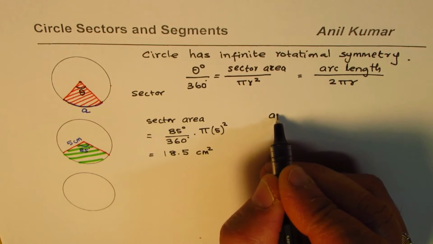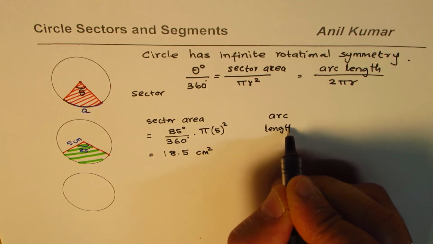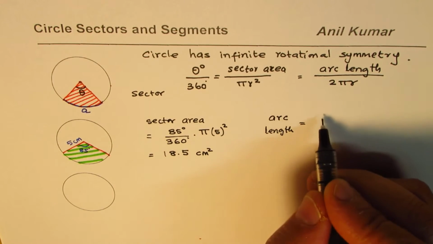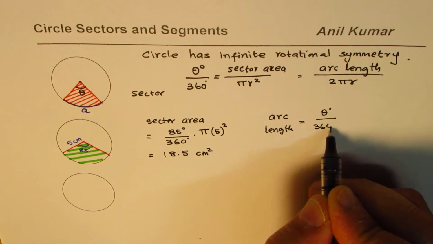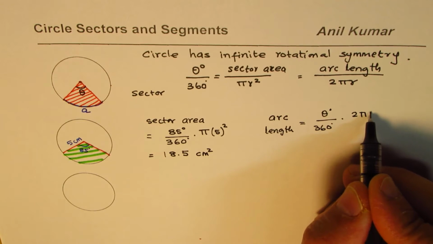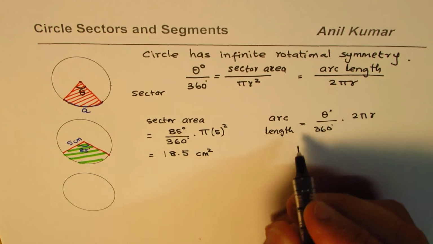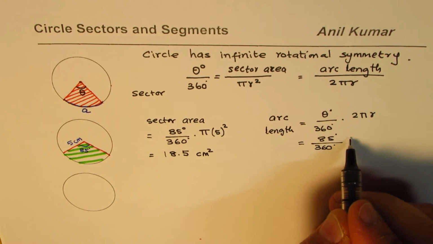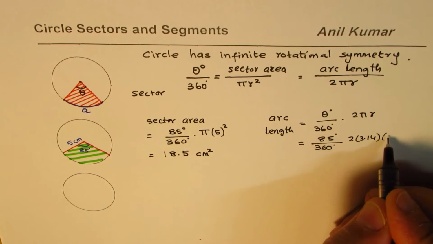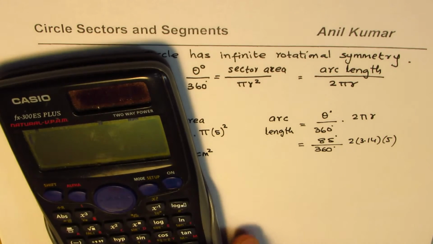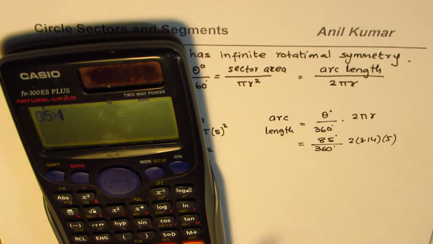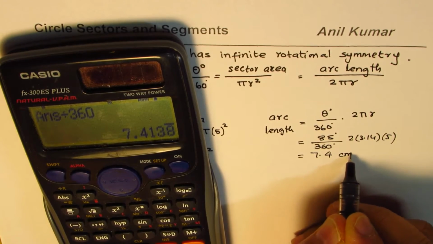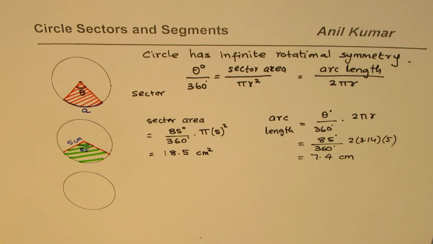As far as arc length is concerned, let's calculate that also. So the arc length will be equal to, you have to cross multiply with the angle. So the formula will be theta in degrees over 360 degrees times 2 pi r, right? That's the formula. Is it okay? You could simplify a bit and then do it, but we'll just place the values and use the calculator. So 85 degrees divided by 360 degrees times 2 times 3.14 times 5. I'm not really simplifying, we're just using the calculator. So we have 85 times 2 times 3.14 times 5, and we'll divide this by 360 to get the answer as 7.4 centimeters. Do you see that? So that is how you can find arc length and sector area.